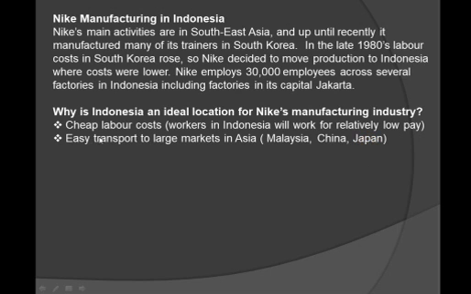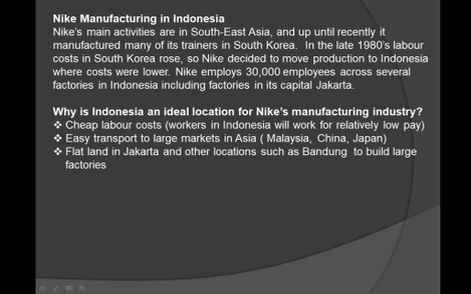So the transportation is easy because Malaysia and China and Japan are known to have very good air transport, and of course good roads and trains. So there is easy movement of raw materials and also finished goods.